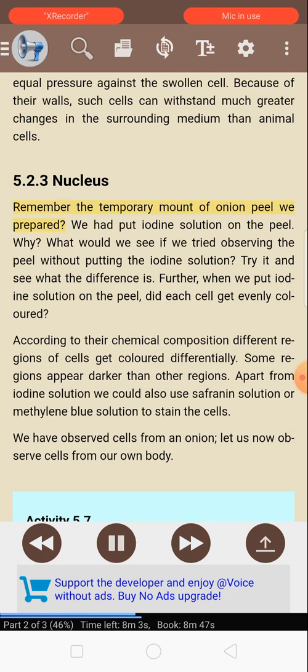5.2.3 Nucleus. Remember the temporary mount of onion peel we prepared? We had put iodine solution on the peel. Why? What would we see if we tried observing the peel without putting the iodine solution? Try it and see what the difference is. Further, when we put iodine solution on the peel, did each cell get evenly colored? According to the chemical composition, different regions of cells get colored differentially. Some regions appear darker than other regions. Apart from iodine solution, we could also use safranin solution or methylene blue solution to stain the cells.